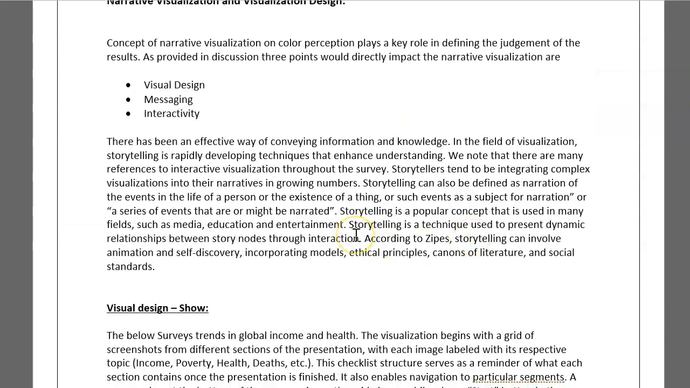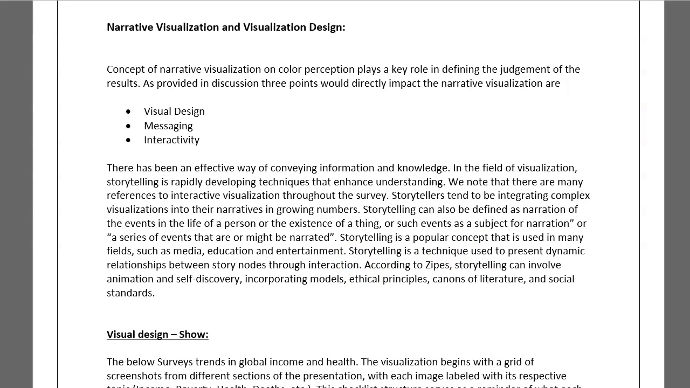Narrative, then coming back to the next session. Here we are going to go with the narrative visualization design process. Narrative visualization provides a judgment for the results, whatever we make, the point we make. This consists of three points: the visual design, messaging, and the interactivity. We can go over each section one at a time.